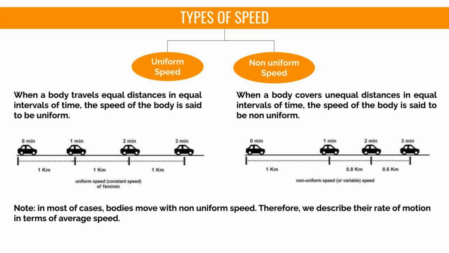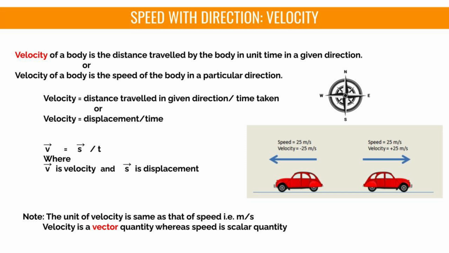Now let's understand non-uniform speed. A body is said to have non-uniform speed when it covers unequal distances in equal intervals of time. For example, a car may travel 1 km in the first minute, 0.8 km in the second minute, and 0.6 km in the third minute. Since the distance covered each minute is different, the speed is changing. This is called non-uniform speed. In real life, most objects around us move with non-uniform speed. That is why scientists often use the concept of average speed to describe motion.